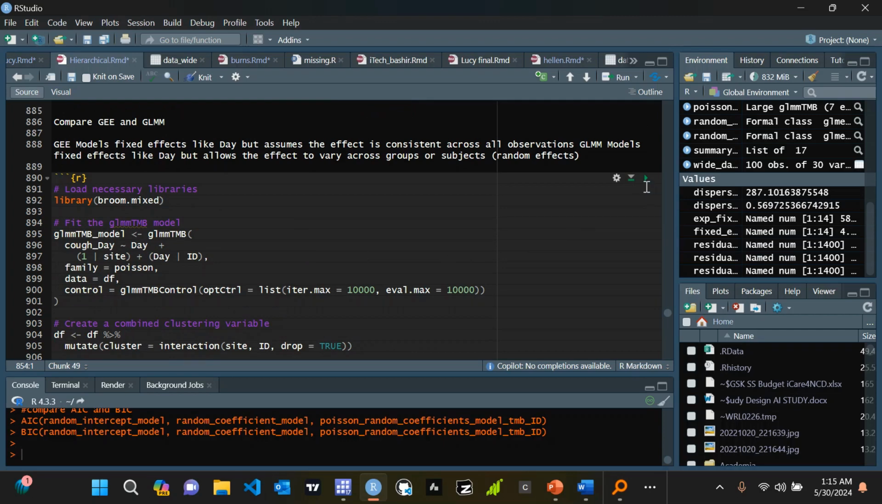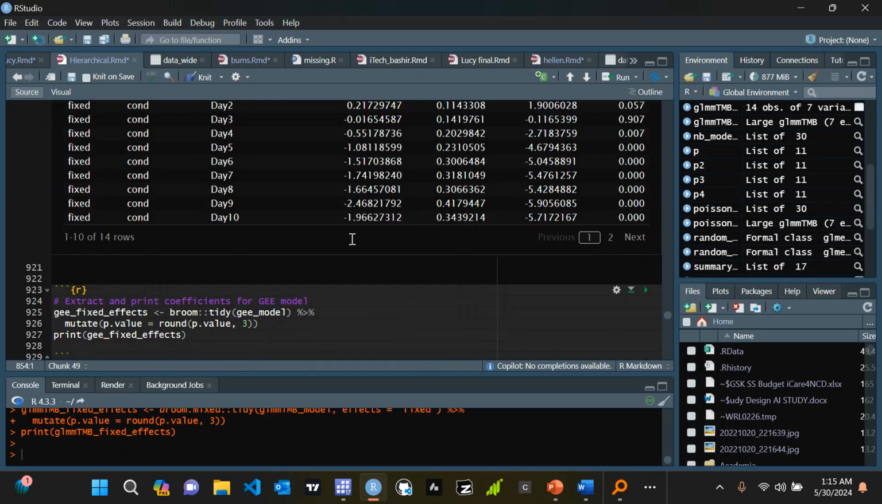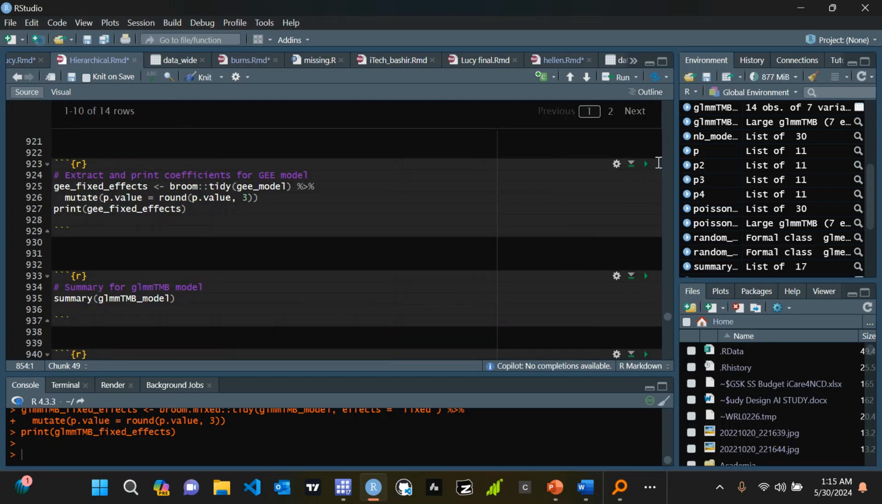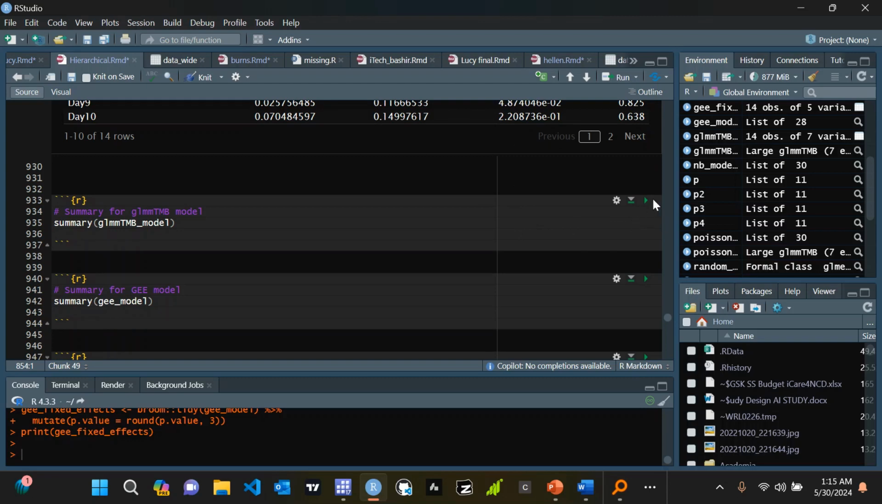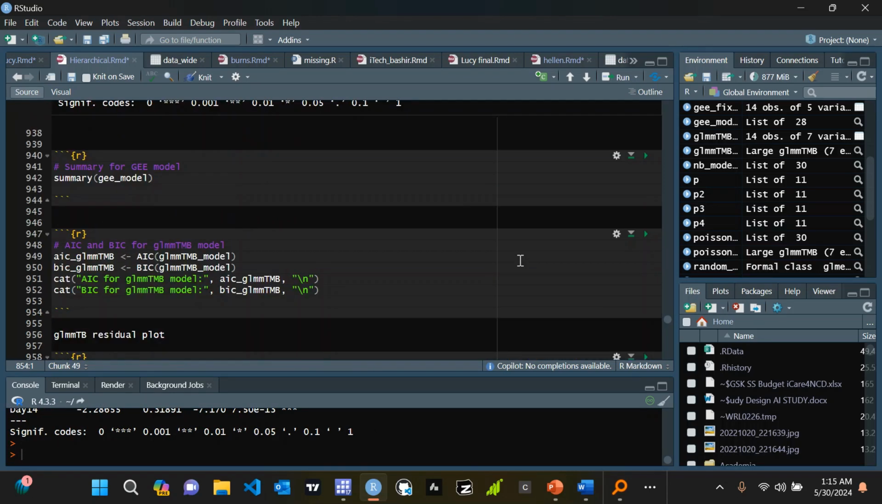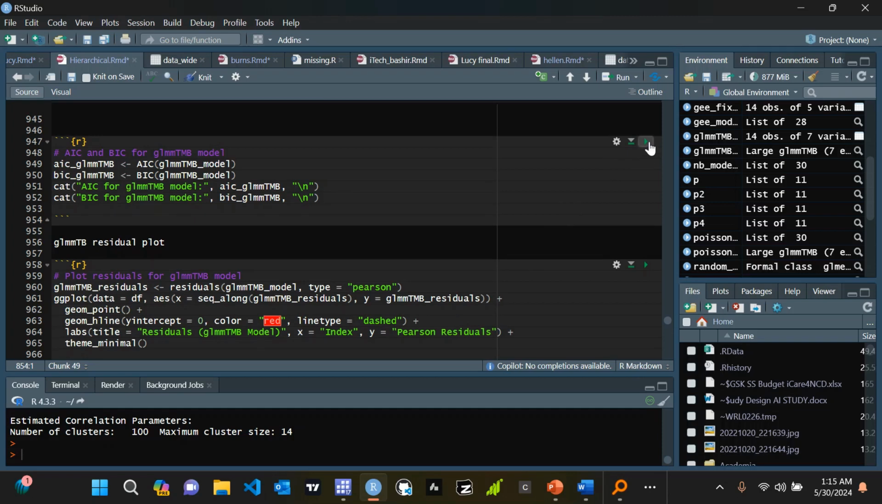But again, let's try it and see what the statistics say. Let's fit the GEE model. Yeah, this is the GEE model. Okay, let me go straight to the AIC and BIC.